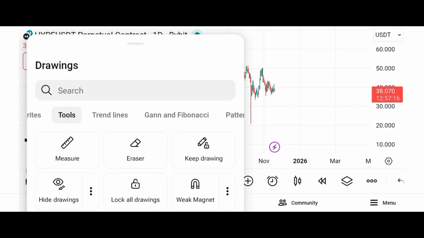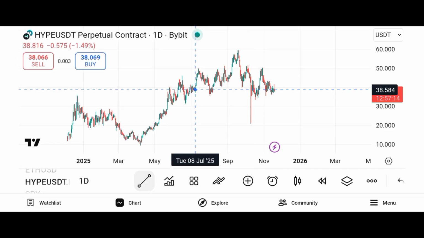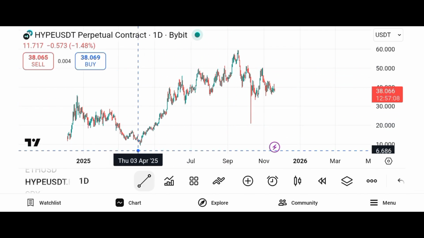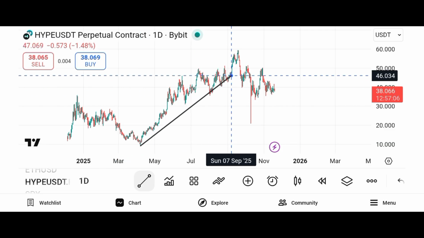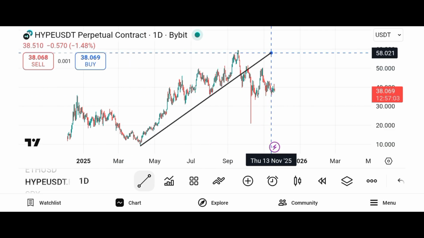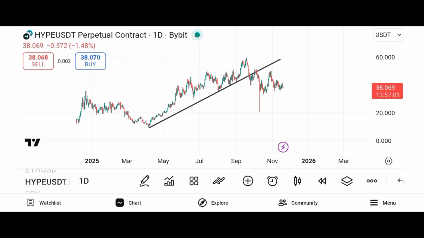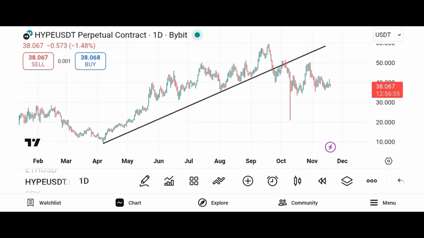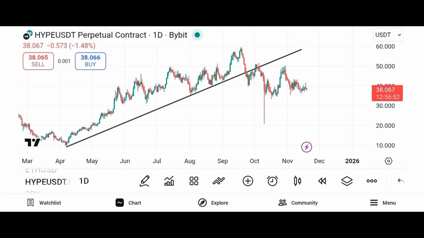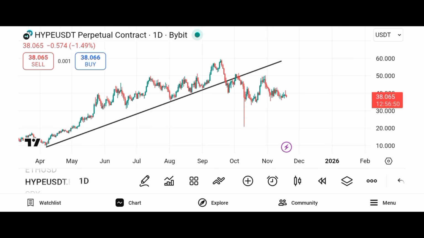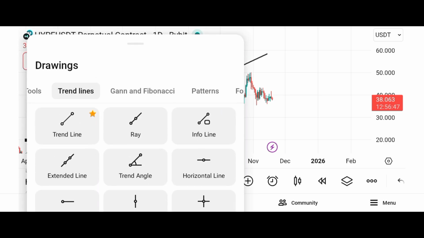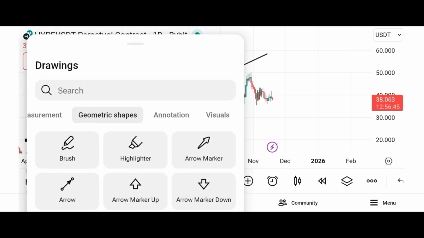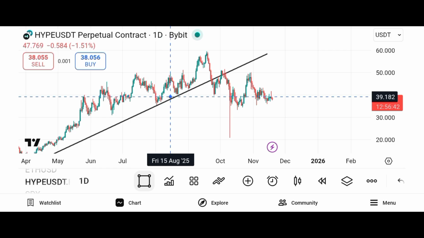Looking for my tools right here. This is the move, higher highs, higher low, higher highs, higher low. You can see this point here. That is the point where the market broke down and broke below the trend line, right? Which led towards a shift. You can call it a check or a shift in market structure.